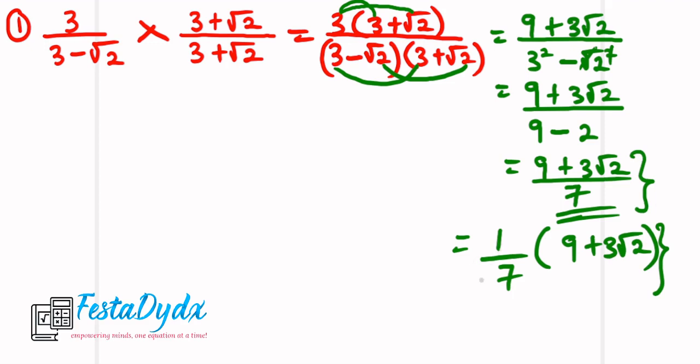It's just like saying 1 times all this will give you 9 plus 3 root 2. Then all over 7, which is the denominator, all over 7. So whichever way you leave your answer, they are correct.